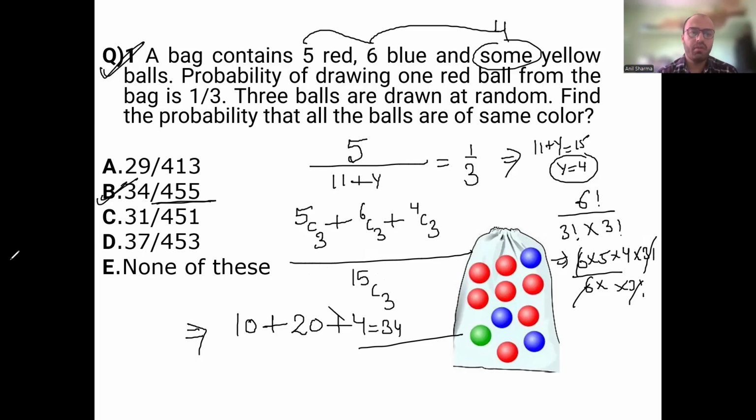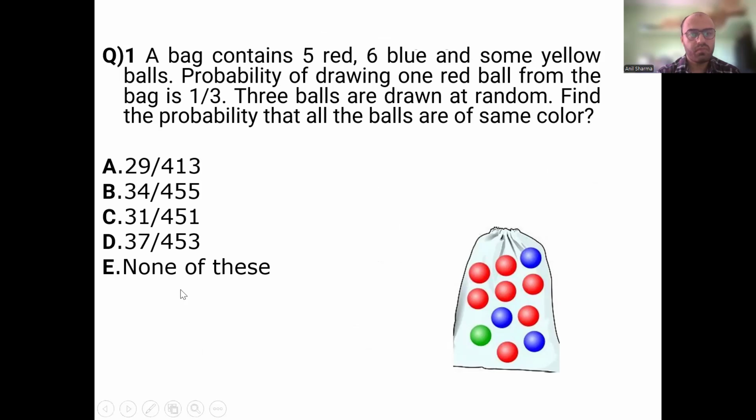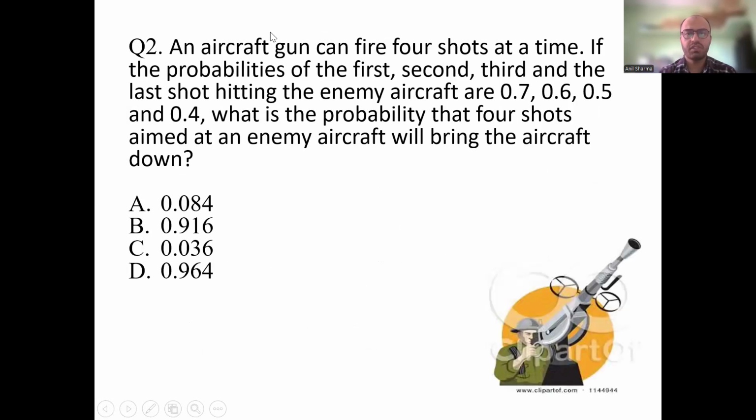So there is one more question here. We can discuss these types of questions also. An aircraft gun can fire 4 shots at a time. This question also came in a 2020 competitive examination. The probabilities of the first, second, third, and last shot hitting are given. What is the probability that the 4 shots aimed at an enemy aircraft will bring the aircraft down? You know that any one of the shots can bring it down, so how smartly can we work?